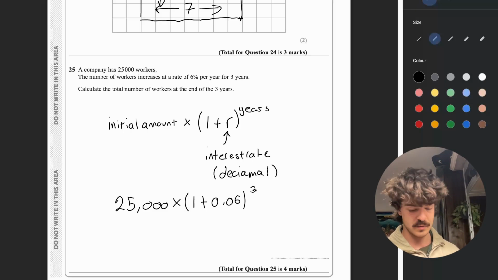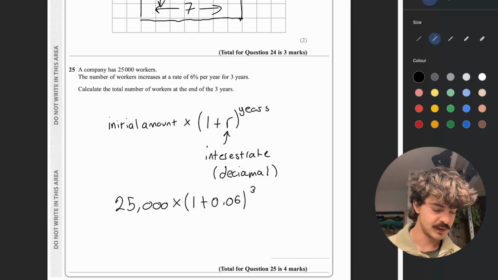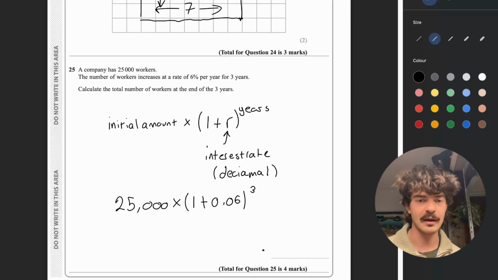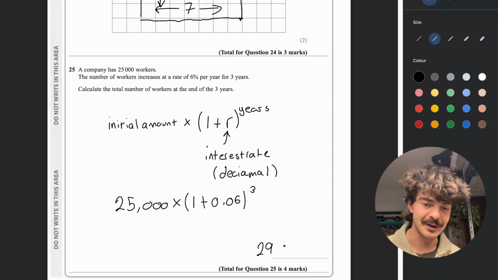Multiplied by 1 plus 0.06 to the power of 3. There it is. 29,775.4. So total number of workers, I'd assume that they want you to round to the nearest person. So 29,775.